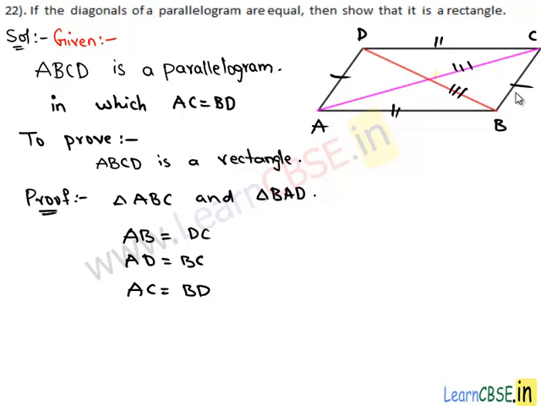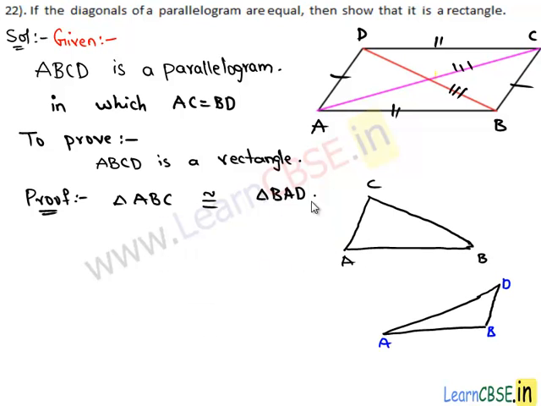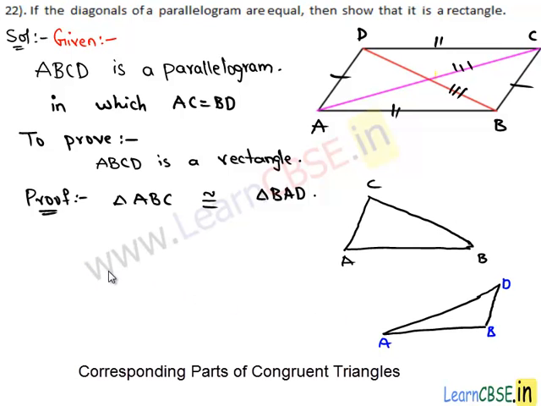By side congruency, we say that triangle ABC is congruent to triangle BAD. Therefore we now have triangle ABC congruent to triangle BAD. So by corresponding parts of congruent triangles, we have side AB as the corresponding side, and to this we have the corresponding sides AC and BD, and their corresponding angles must be equal. So angle ABC is equal to angle BAD.